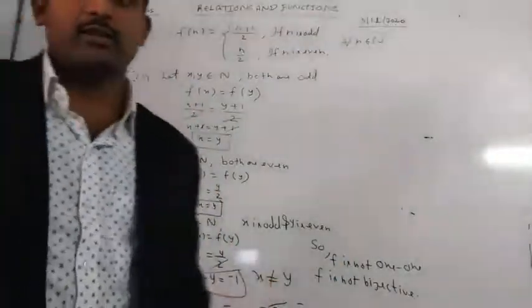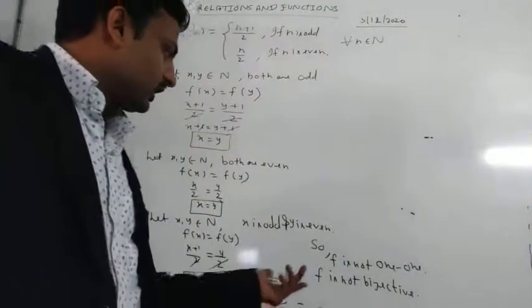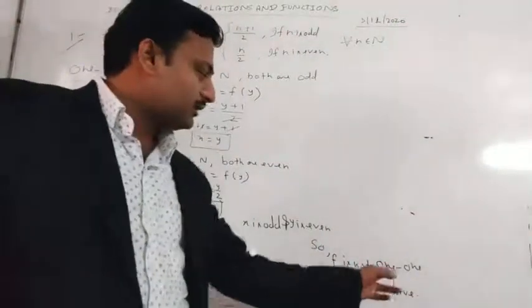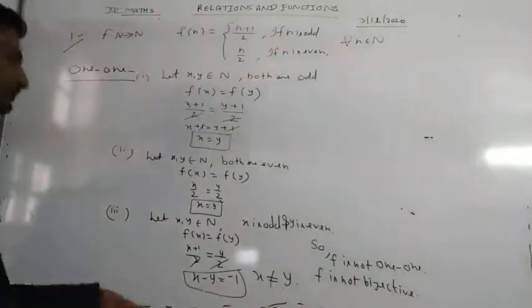If the function is not one-one, we have no need to check if it's onto. On the basis of this, we can say that our function is not bijective. Now we will see the next question.